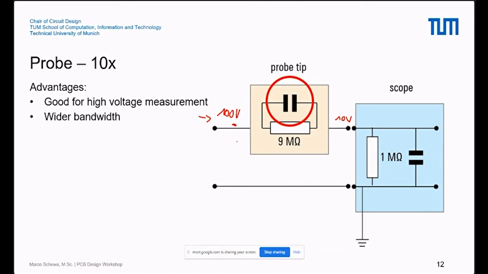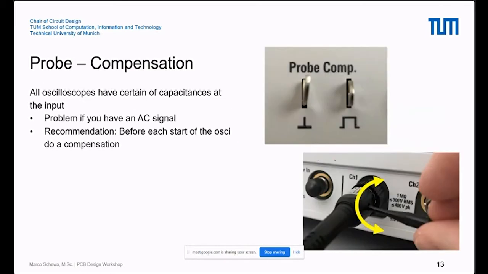And before you start to measure, I can recommend you to compensate your probe. Maybe you saw it sometimes on the oscilloscope. Often under the display, you see something like this. You have ground and you have clock signal. So you put your probe here and compensate it.